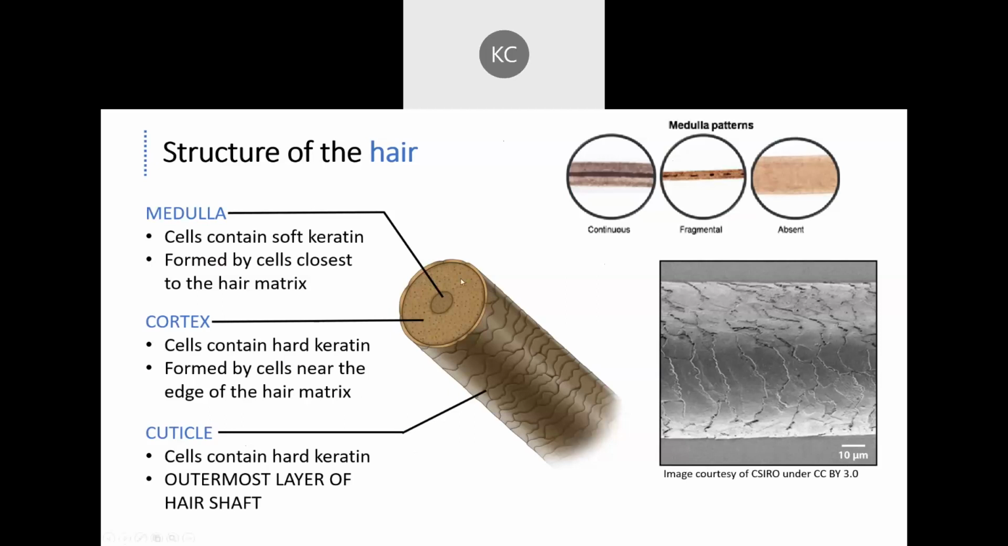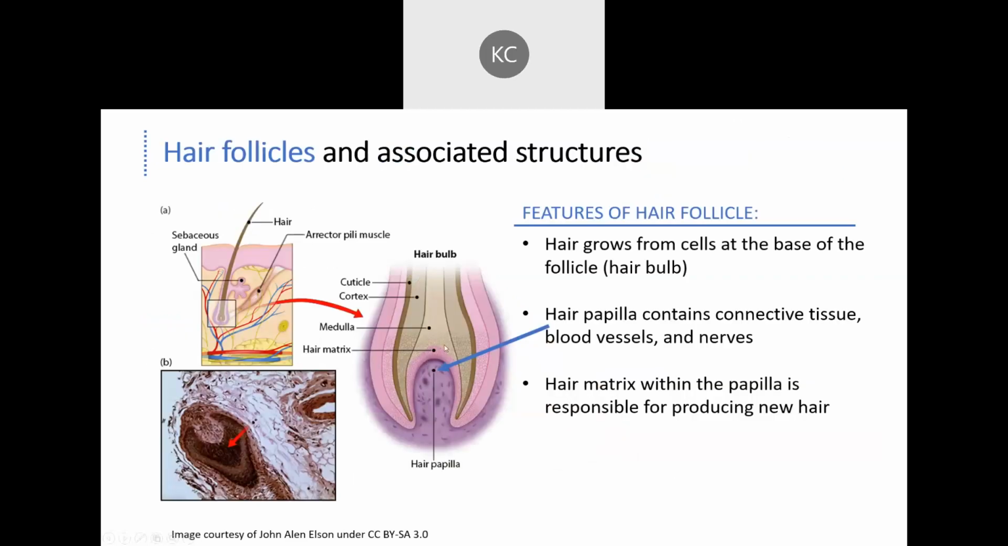And here we have keratin as well, but it is harder. Okay, so we have more hard keratin. It is not as soft. It is more dense and firm. Okay. And this is formed by cells near the edge of the hair matrix. All right. So whenever we looked here at this, here's our hair matrix. Toward the sides here, as these cells push their way up, you can see that they're contributing to the formation of the cortex itself. All right.